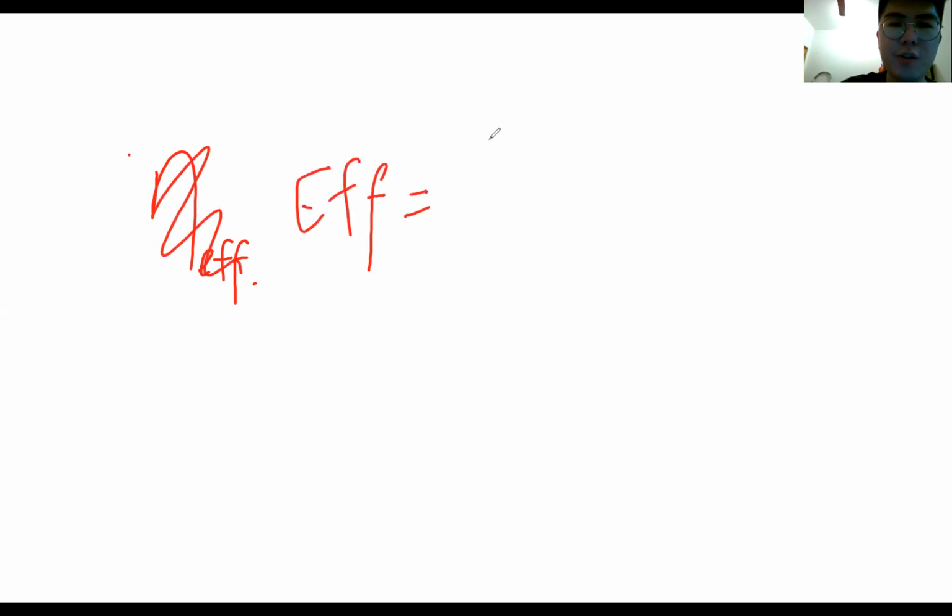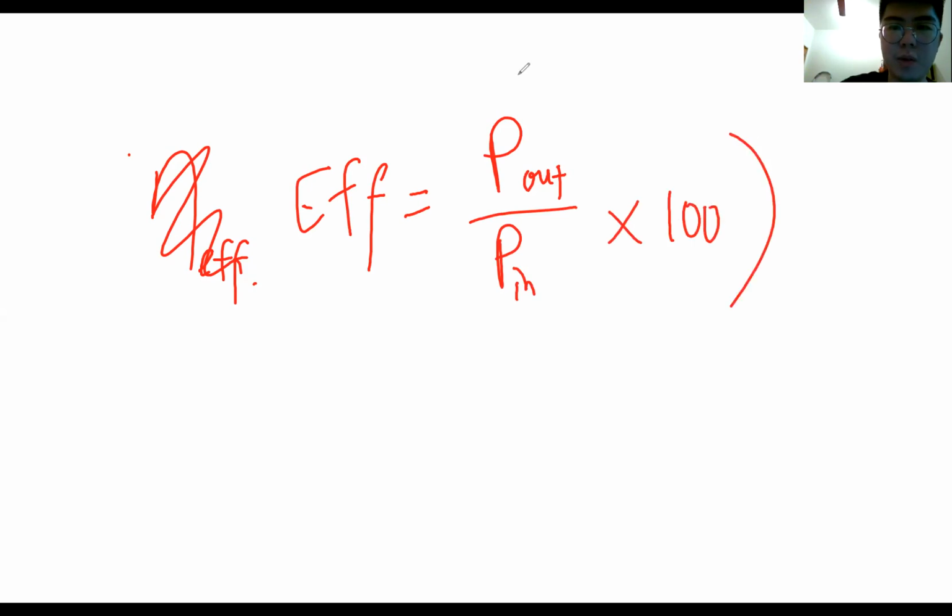I'm not sure whether this symbol is in your textbook, but in university we learn this symbol as the efficiency. It doesn't matter, you can just write EFF. Efficiency equals power output divided by power input times 100. Then you get the percentage.